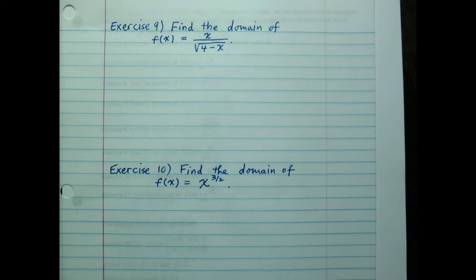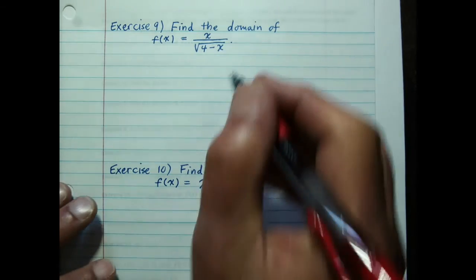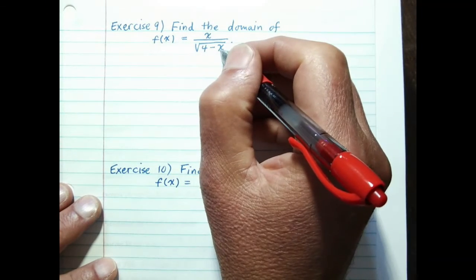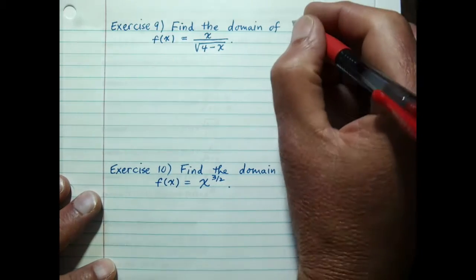We have a few more of these domain problems to work through. We're now on exercise 9. Find the domain of this function, x over the square root of 4 minus x.